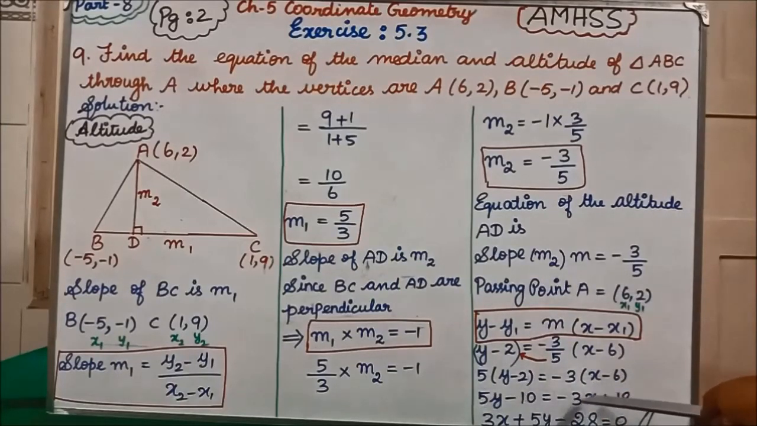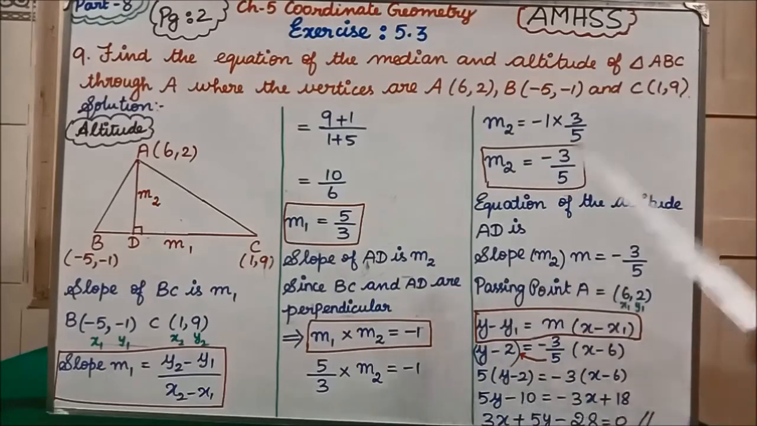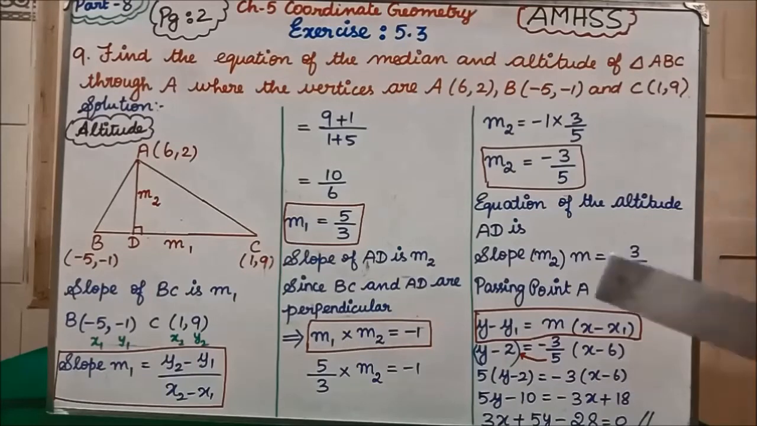So minus 3x, if it comes to this side, it will become positive 3x. Already positive y, 5y only we are having, right? Plus 5y minus 10. If this plus 18 comes to this side, it will become minus 10 minus 18. So minus 10 minus 18 means you are going to add both the values. So 10 plus 18 is what? 28. Then you have to write the greater number's sign, minus 28.